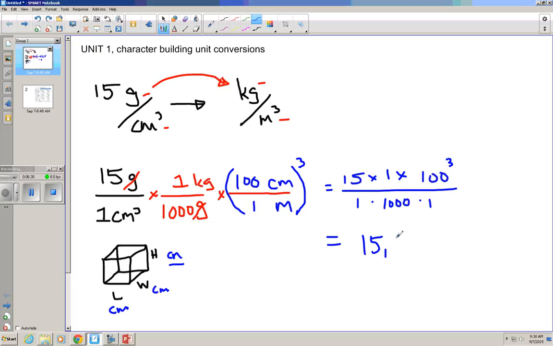How is that even possible? 15,000 kilograms per cubic meter. Okay, and that's it. That's how you do that type of conversion. This type of conversion works not only with a volume, and we have a volume here, but doing the same type of thing with area. Like if you had to convert from square inches to square centimeters, you're going to use the exact same process. In fact, why don't we do that problem right now?